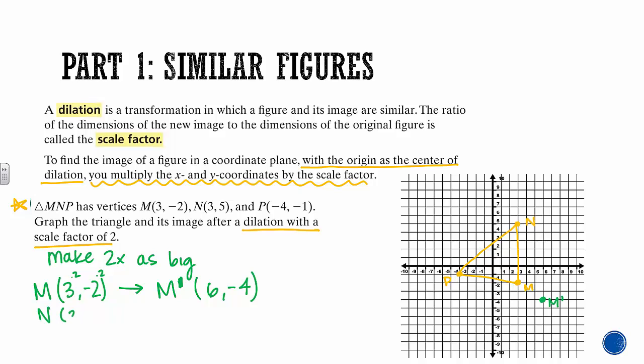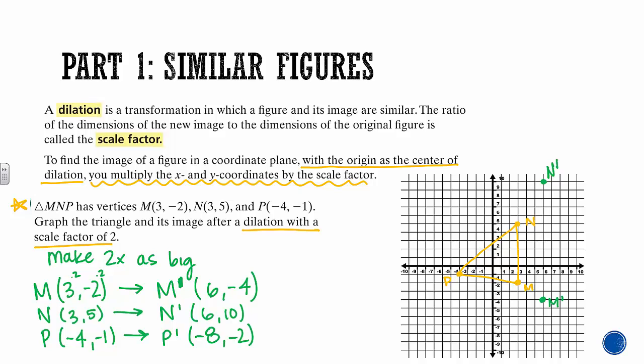Do the same thing with the next one. N was at 3, 5. If I make it twice as big, I get N prime, which is 6, 10. So over 6, up 10 this time. And then do the same thing with P. P was at -4, -1, so P prime would be at -8, -2. So back 8, down 2, I get P prime. If I connect this, I get this new triangle here.